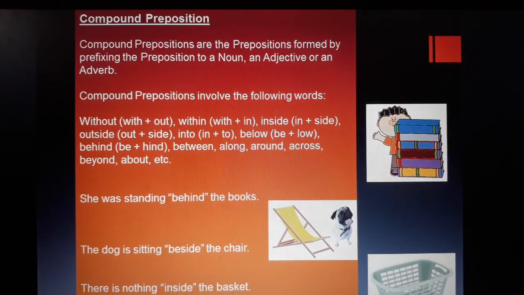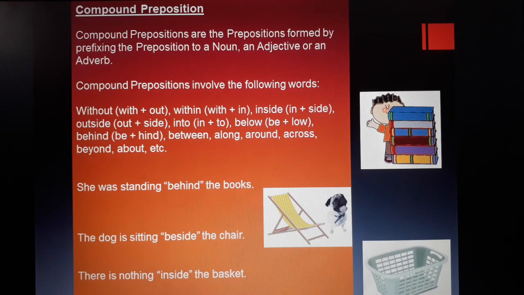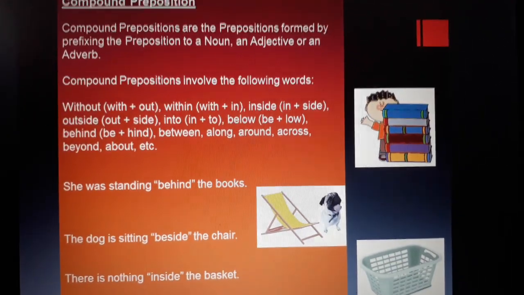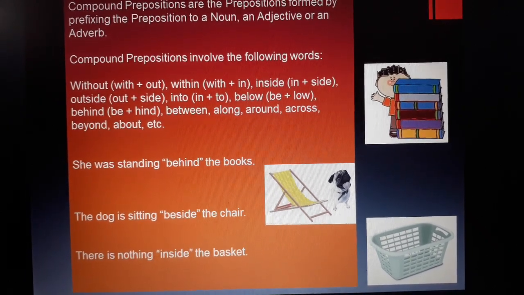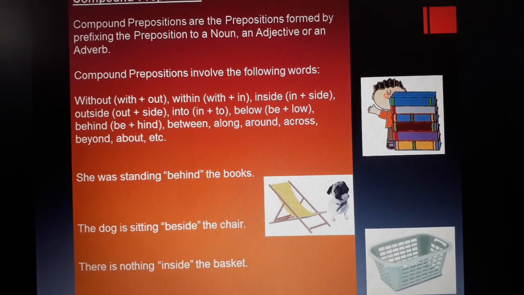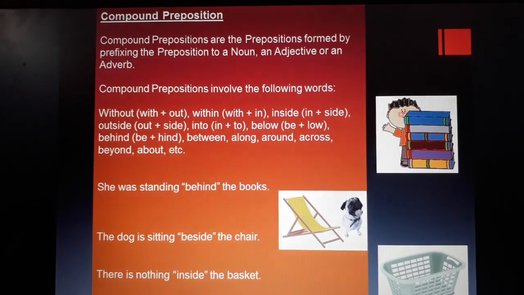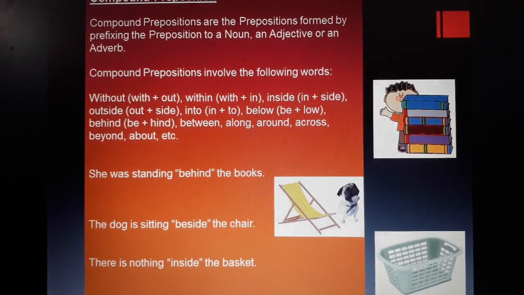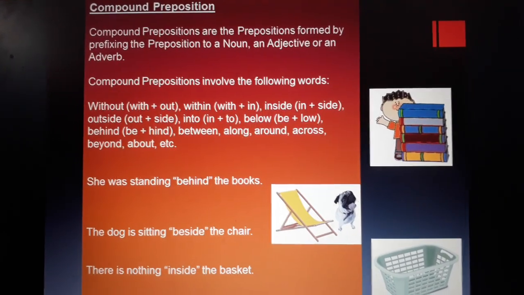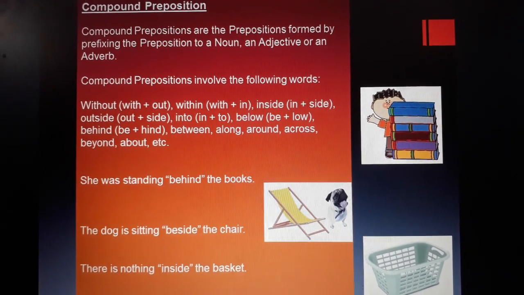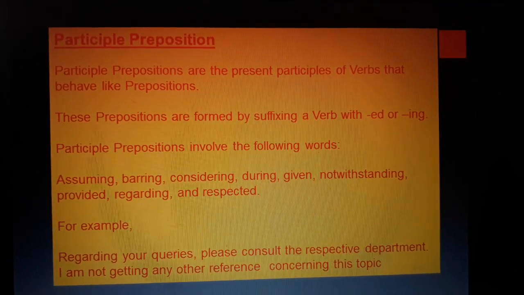Where did the dog jump? Onto the bed. And what did it leave? Marks upon the sheet. Here also you can see some examples. She was standing behind the books. Where is she, or where is Sheena standing? Behind the pile of books. The dog is sitting beside the chair. Where? Beside the chair. There is nothing inside the basket. Inside the basket.